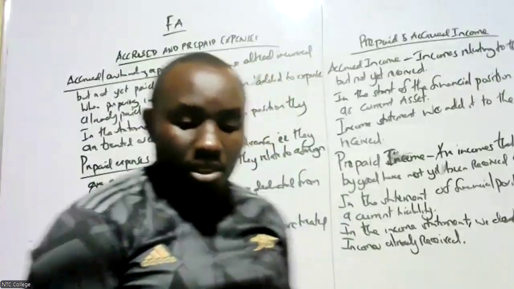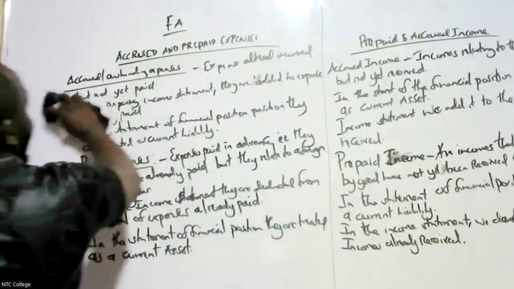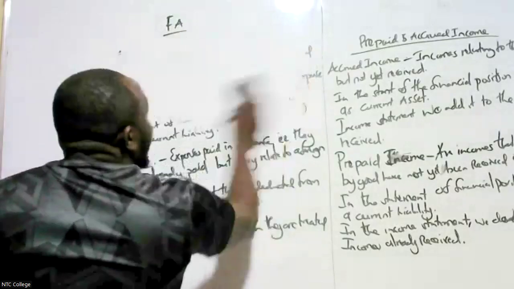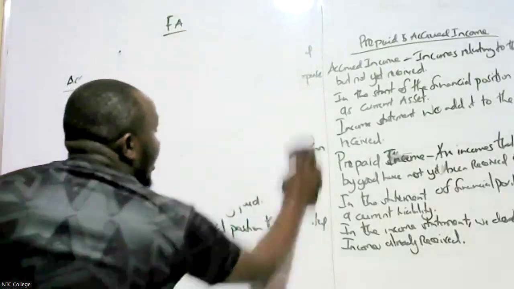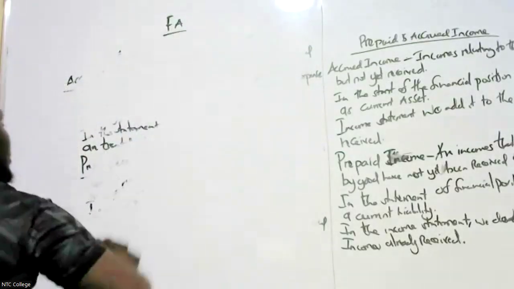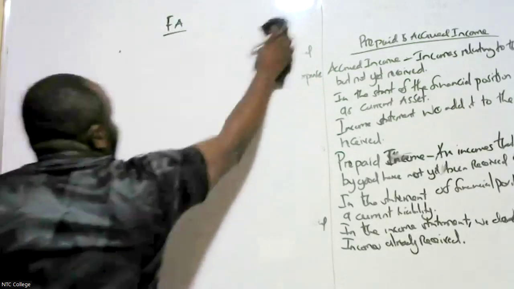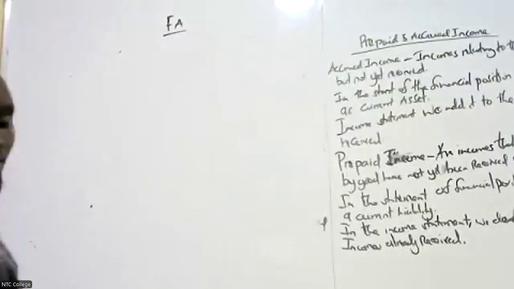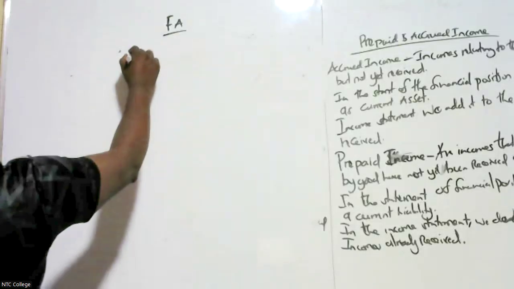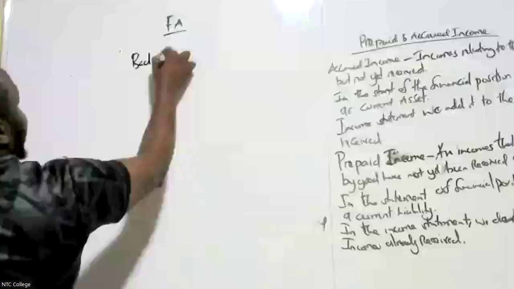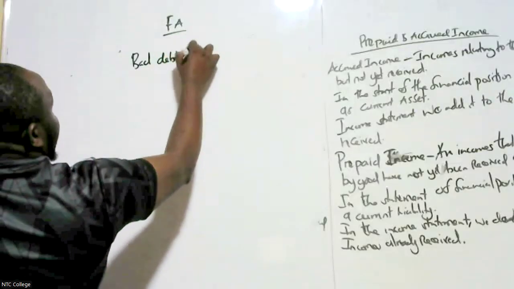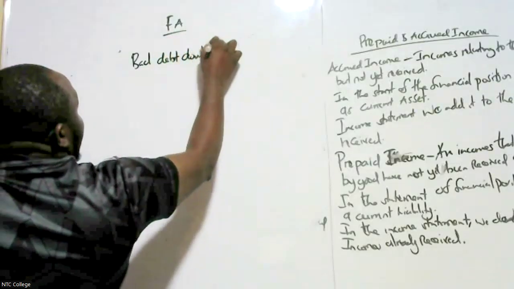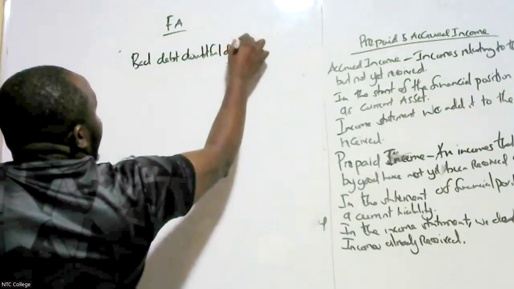Perfect. So I want us to go to the adjustment that is bad and doubtful debt. What you call bad and doubtful debt. Yes, let me just write this down. Bad and doubtful debt.